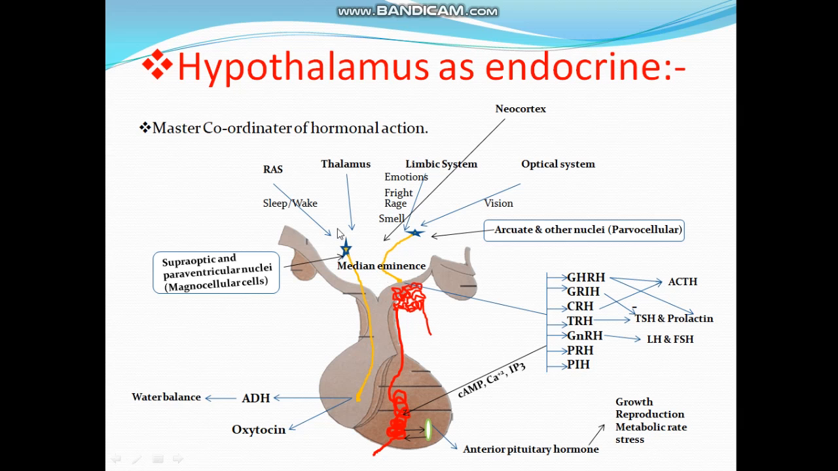That's why all these psychological factors can affect the secretion of the pituitary gland and hypothalamus. So that was the importance of the hypothalamus in coordinating the hormonal action of the pituitary gland and body functions.